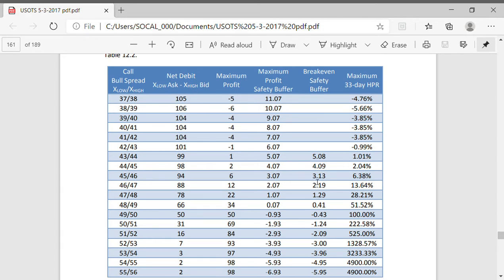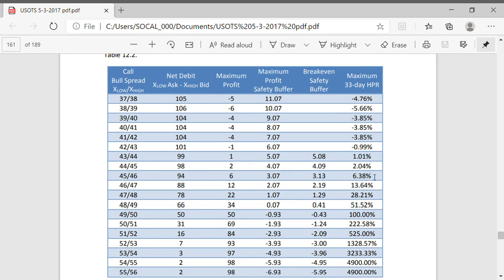Beside that, I calculate our break-even safety buffer, and that's going to be 6 cents higher, $3.13. That's the decrease that we could withstand and still break even. Obviously, we'd be giving up our profit, but we'd break even.